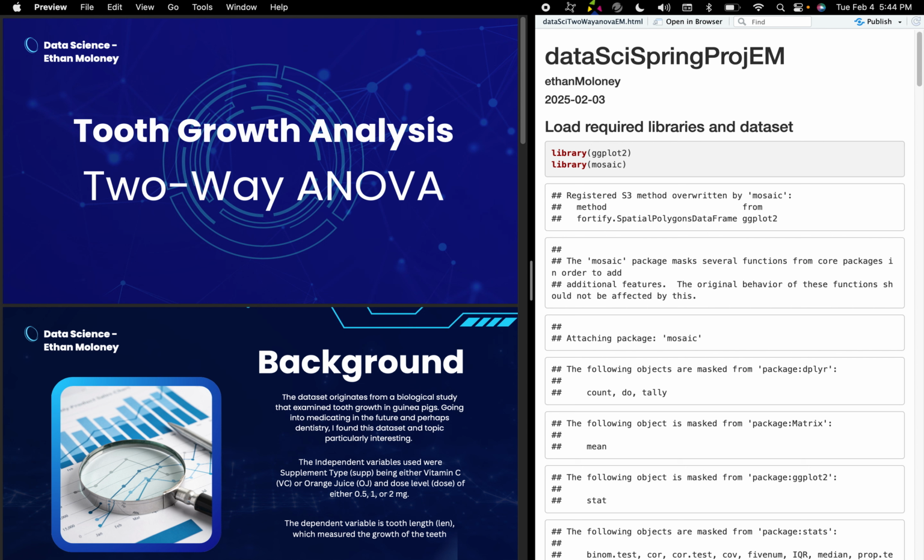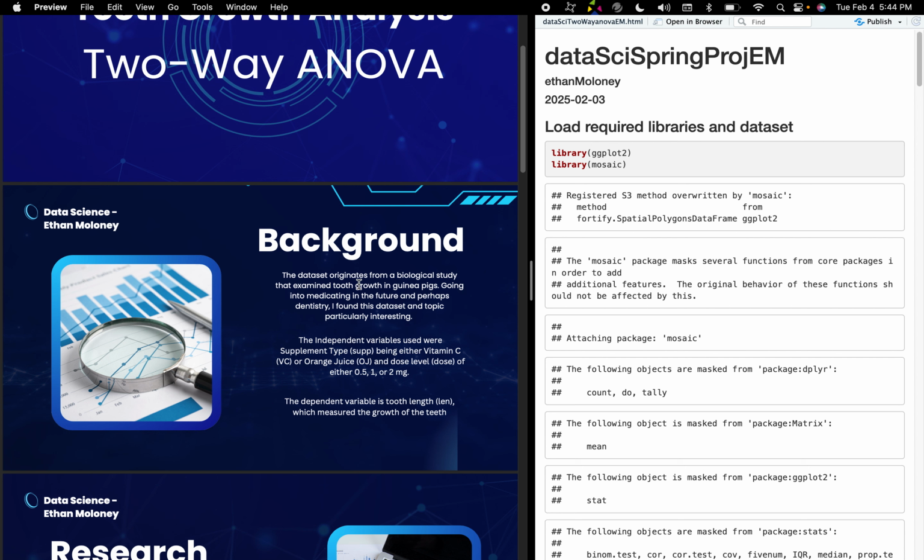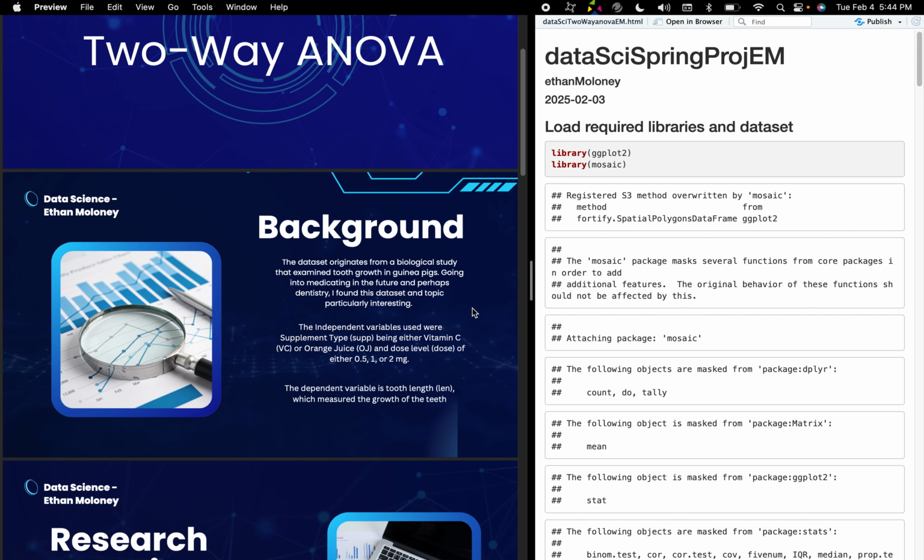Science spring project on the two-way ANOVA. I analyzed the tooth growth data set. So a little bit of background on the data set that I used. The data set originated from a biological study examining tooth growth in guinea pigs. Well, you see, one day I'm wanting to go into medicine and perhaps into dentistry. So when I came across this data set, I found it particularly fascinating.